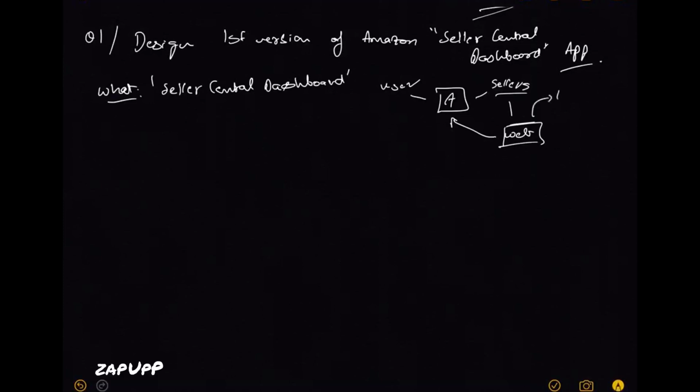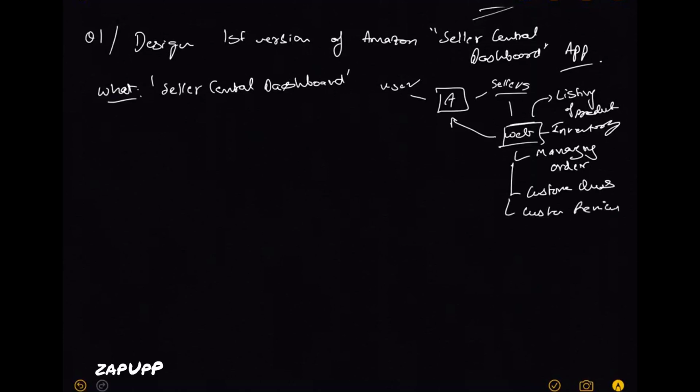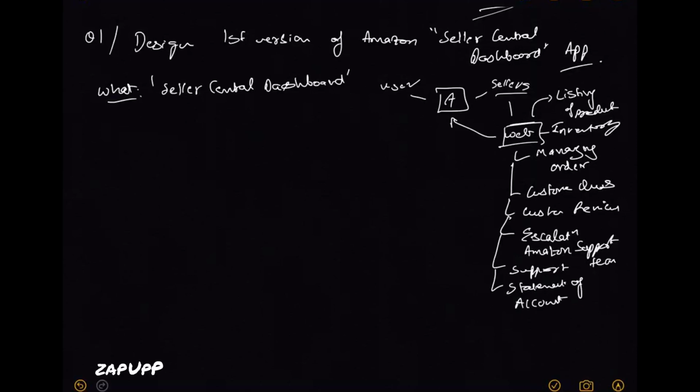So it could be creating listing of products, managing inventory, managing orders, checking what orders I have received, packing that order and marking that order shipped. It could be managing customer questions, customer reviews, as well as managing any escalation from Amazon support team, which a customer might have raised with the support team. Or basically, seeing what are my statement of account, how much have I sold on Amazon, what's the pending amount that I'll be receiving from Amazon, and so on. So there are all these multiple use cases that Seller Central dashboard has for the seller. So that's the what part.